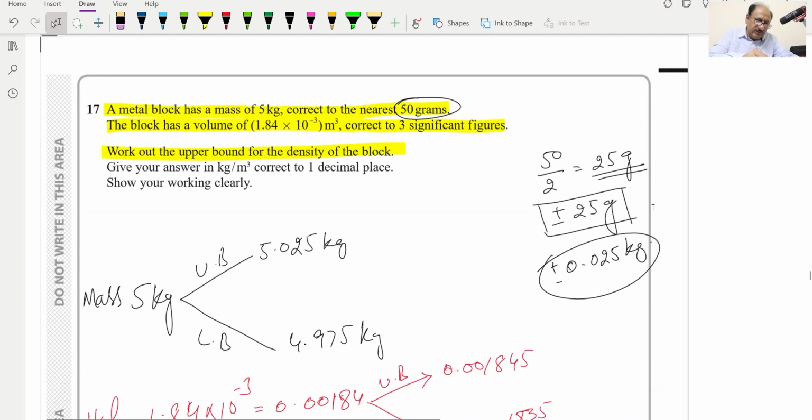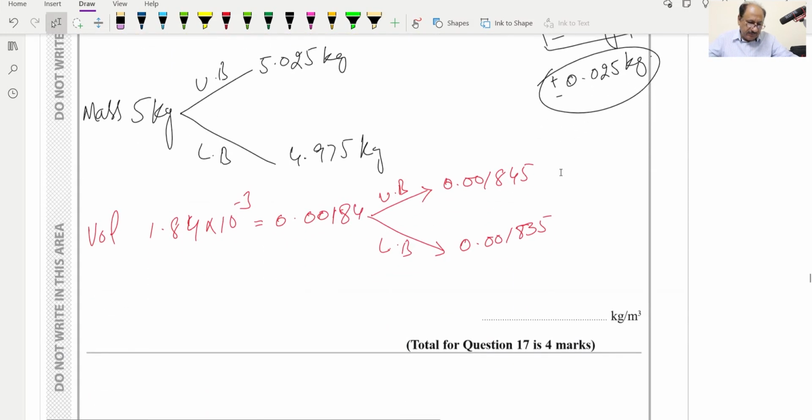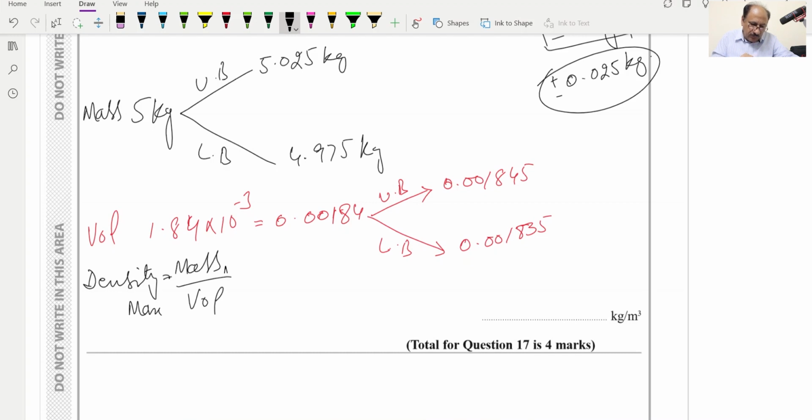And the question is, work out the upper bound for the density. Upper bound of the density will be what? Density is equal to mass over volume, so mass divided by volume. When will we get the maximum density? Mass should be maximum and volume should be minimum. Then we will get maximum density.